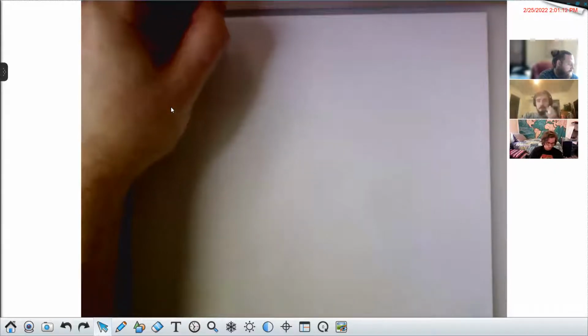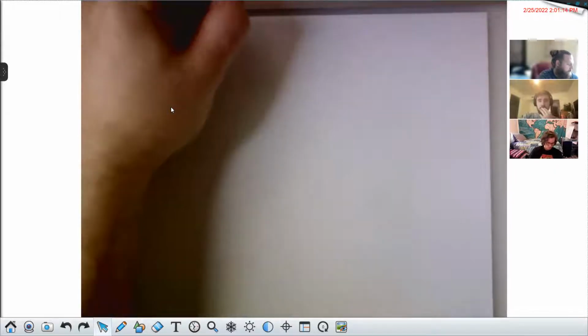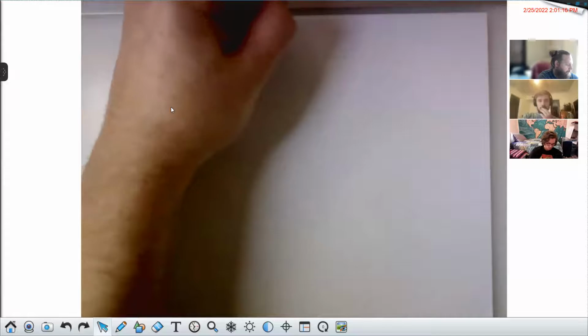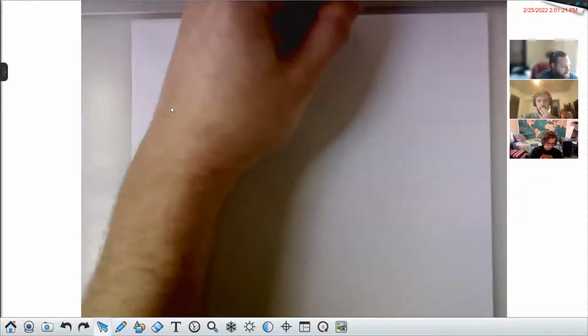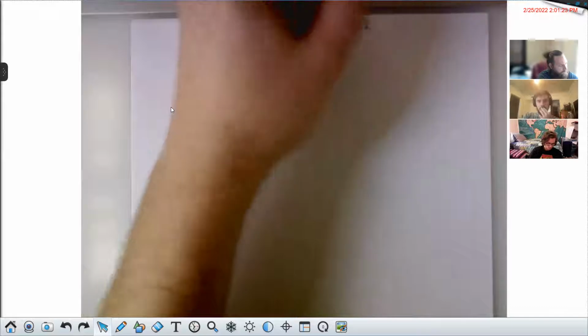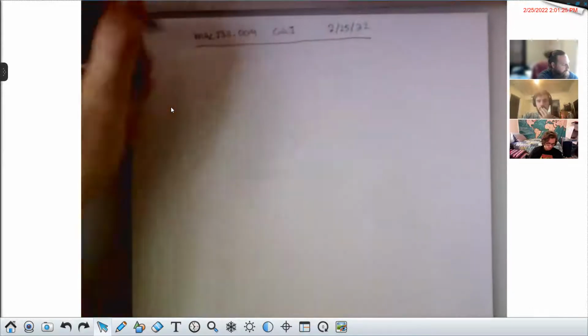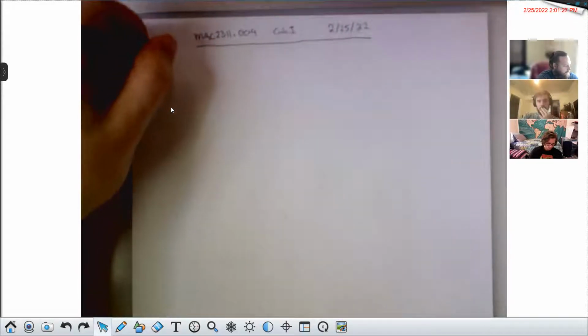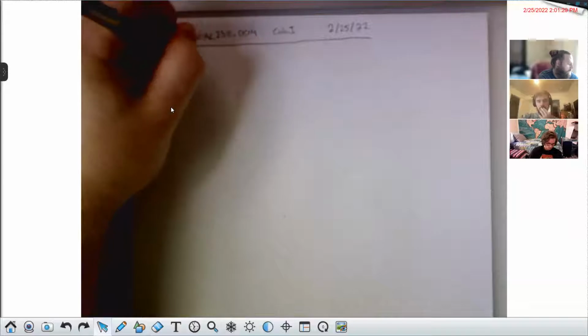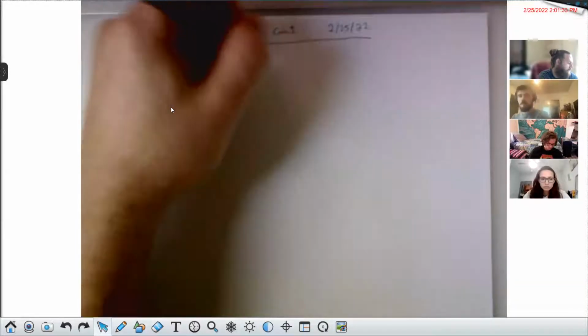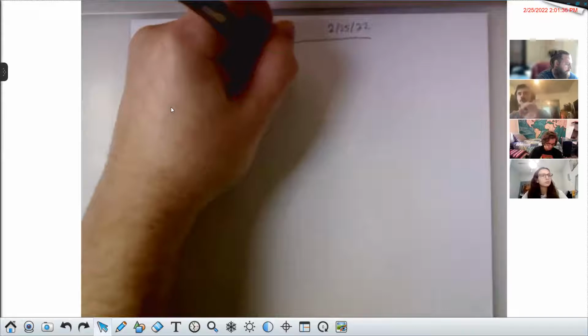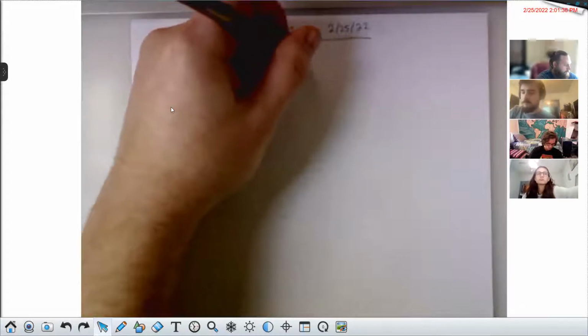This is MAC2311. The section number is 004, which means we're talking about Calc 1. And the date today is the 25th of February, 2022. So today, we're going to finish section 4.3 on derivatives and graph shape.